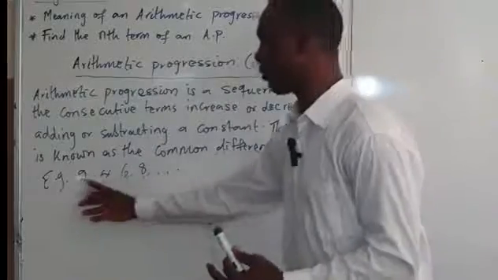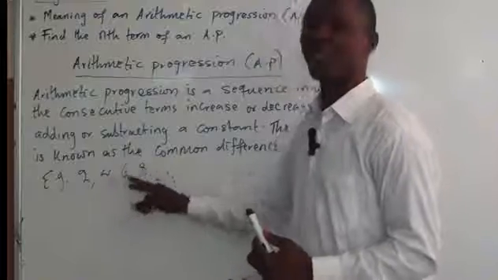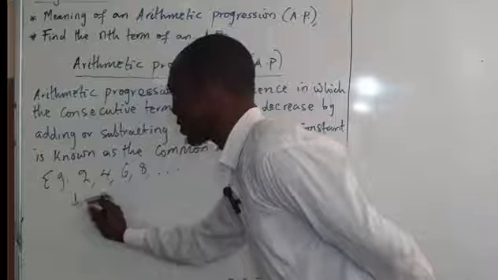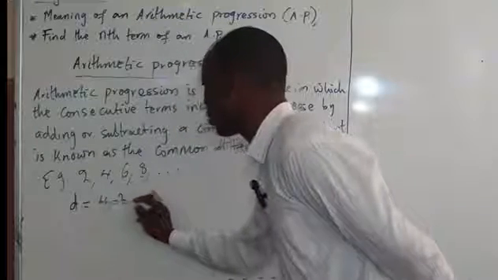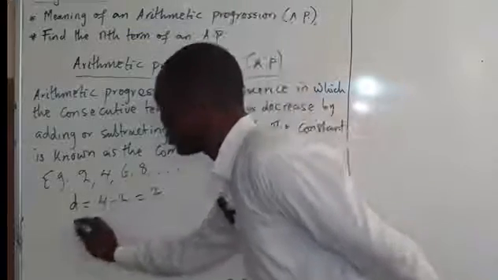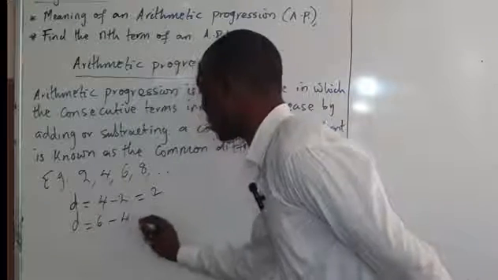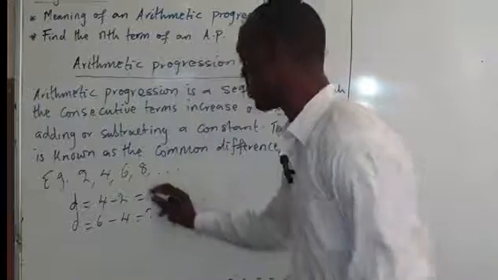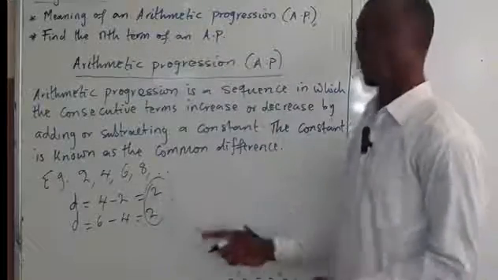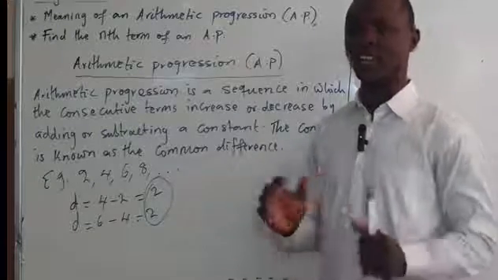That is, the difference between the first and the second term will be equal to the difference between the second term and the third term. So let's take for instance D, which is the common difference, equals 4 minus 2, which is equal to 2. Then if you want to use the second and third term, you use D as well, which is the common difference, that is 6 minus 4. So 6 minus 4 is also 2, which means we have the same constant. And the same constant in this case is the common difference. So this is how to know whether the sequence is an AP.